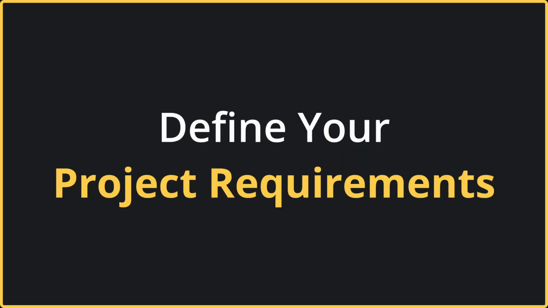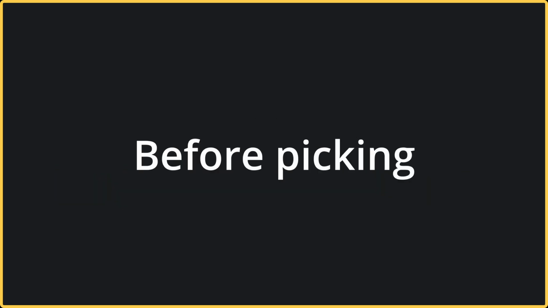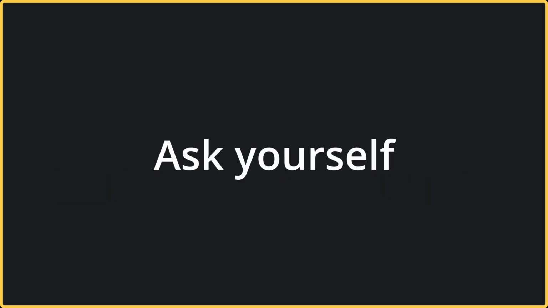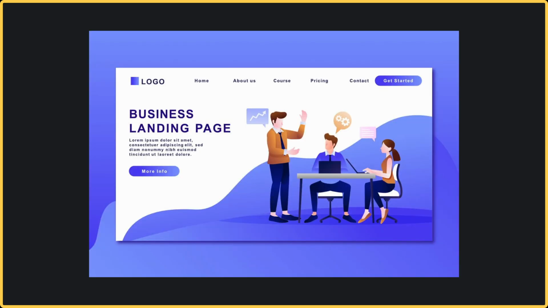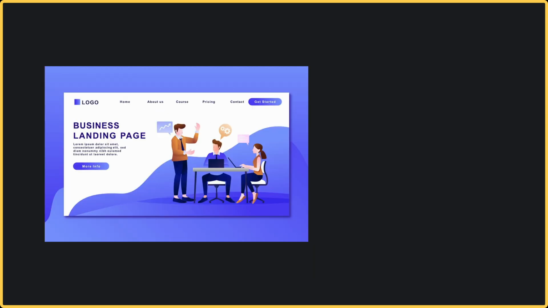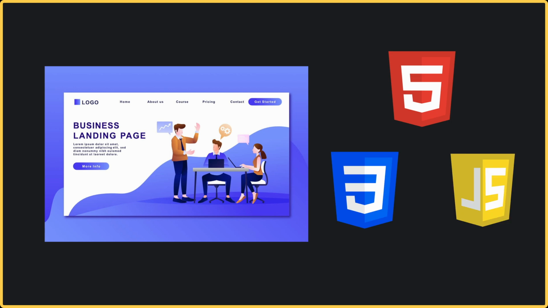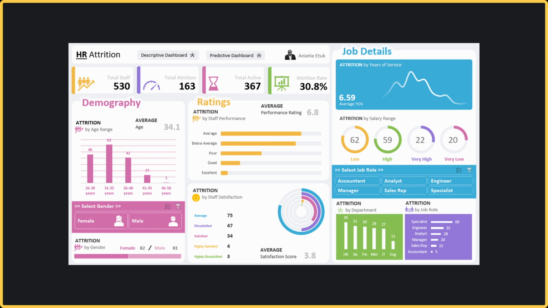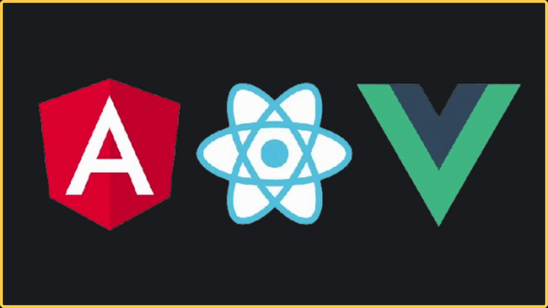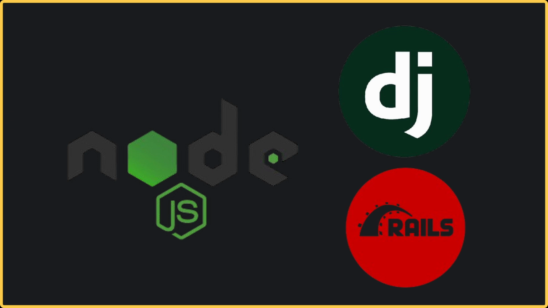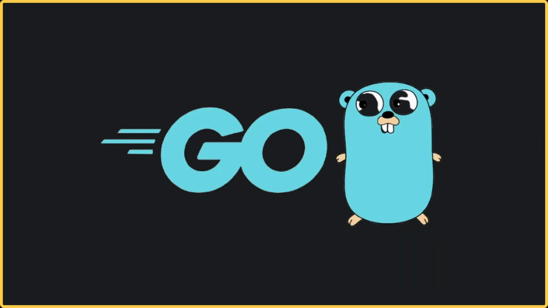Step 1. Define your project requirement. See, before picking any tech stack, you need to ask yourself, what kind of application are you building? Is it a simple static website like a landing page? If yes, then use HTML, CSS and JavaScript, no need for complex frameworks. If you're building dynamic applications like a dashboard or social media, etc., use React, Vue, Angular, etc. for frontend, anyone, and Node.js, Django, or Ruby on Rails, or even Go for backend, whichever works for you.